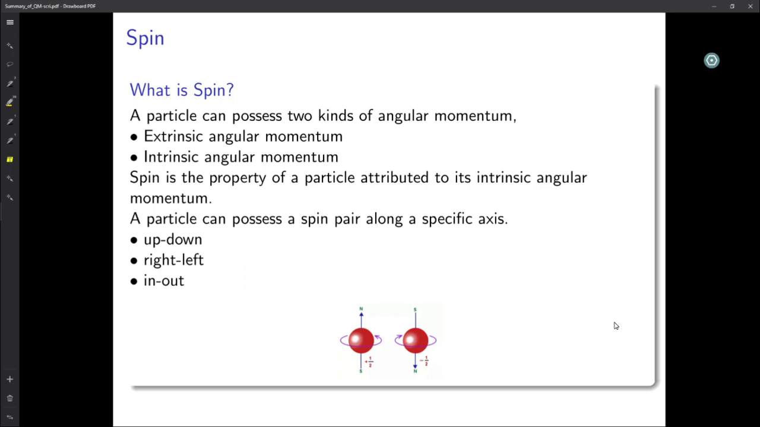So there are two pairs of spin along each axis. We can actually choose any reference axis for our own, and we can attribute these pairs of spin as per our wish. So I've chosen the Z axis to be up and down, the X axis to be right and left, and the Y axis to be in and out spin pairs. So next slide, please.